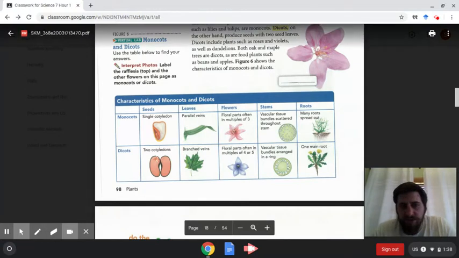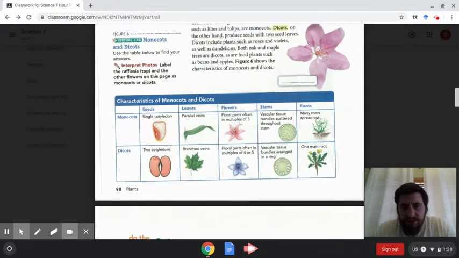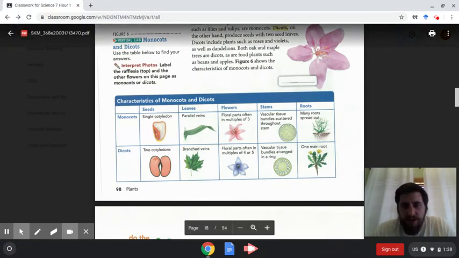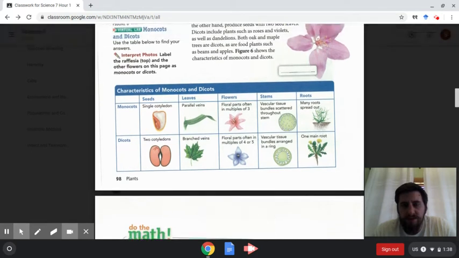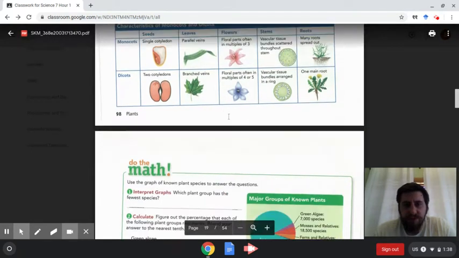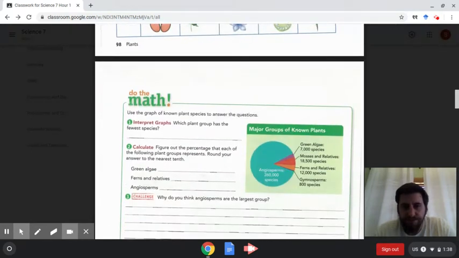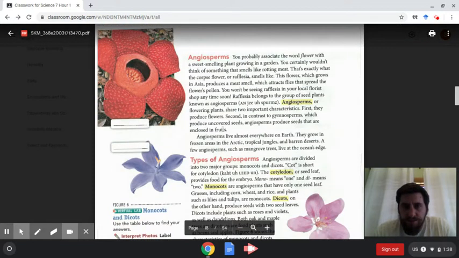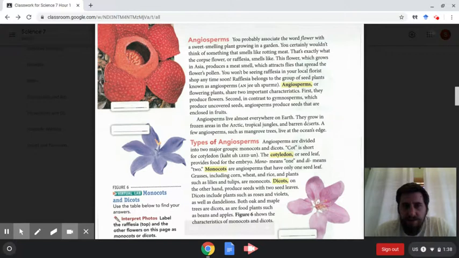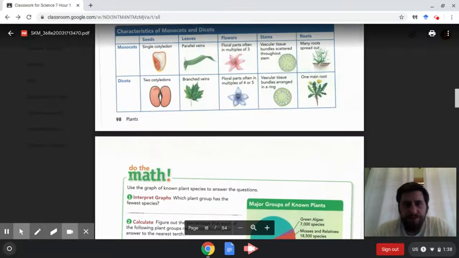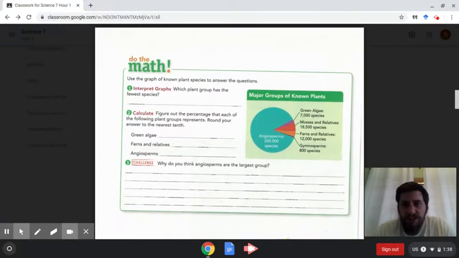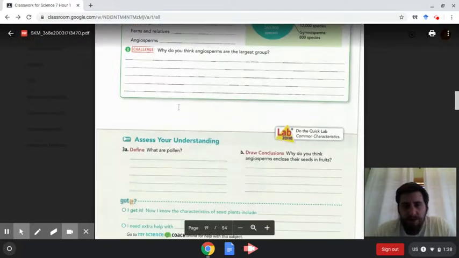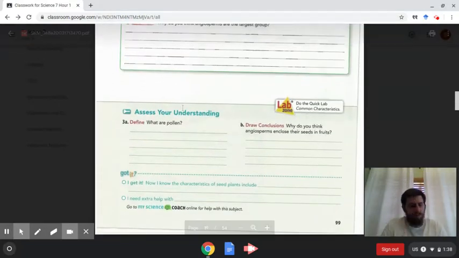So, single versus 2 cotyledons. You can see that they follow some other distinct characteristics here, but they're very similar in that they have seeds and that they have enclosed fruits to protect their seeds. We're going to skip the math, and we're going to go right to accessory understanding.